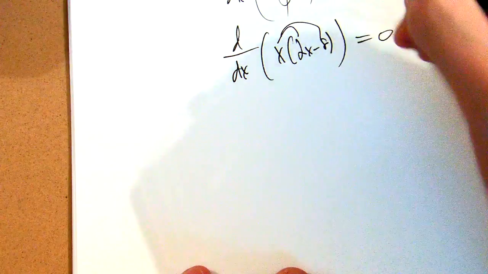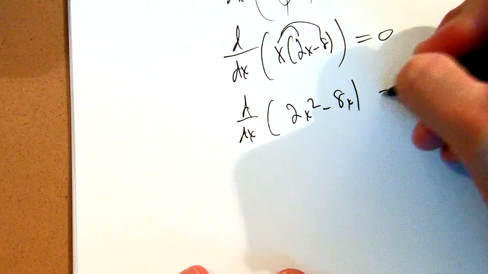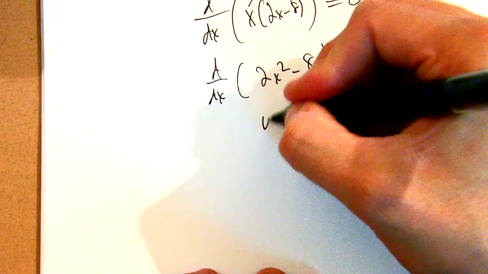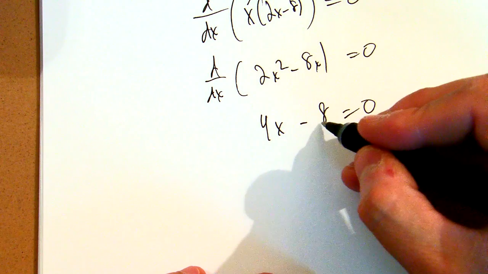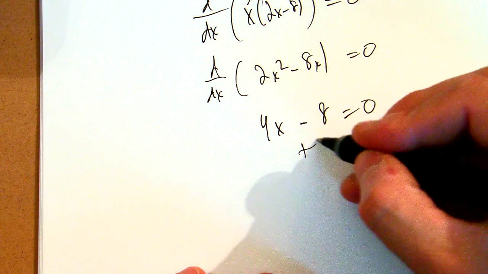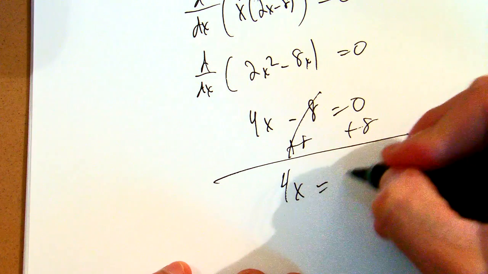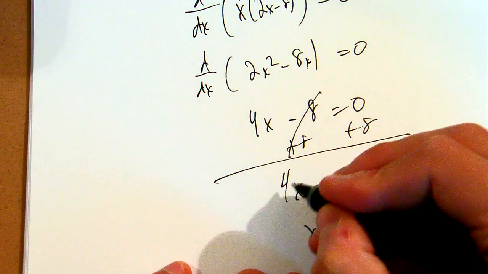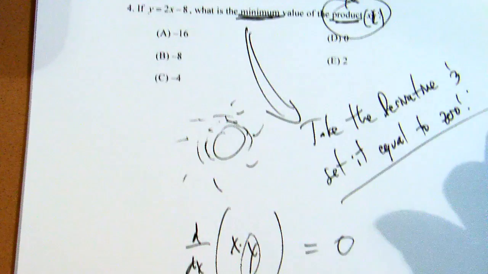So we distribute the x. This gives us the d dx of 2x squared minus 8x, which is 0. This gives us 4x minus 8, which is 0. And we solve this. We're going to add 8 to both sides. So 4x equals 8. X is 2 if I divide by 4, right?